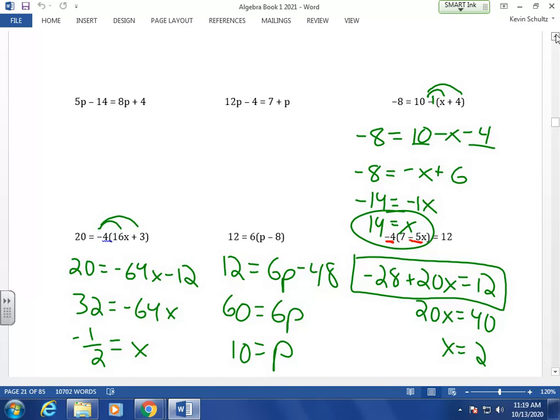For the one that ends in -1/2, is it okay if you write that in decimal form? It is. Yep. Anything else?